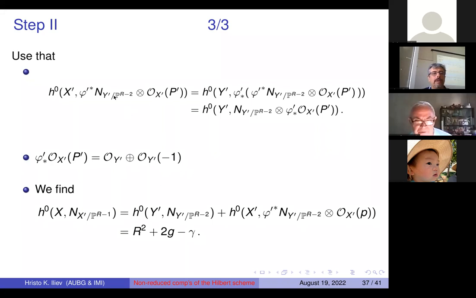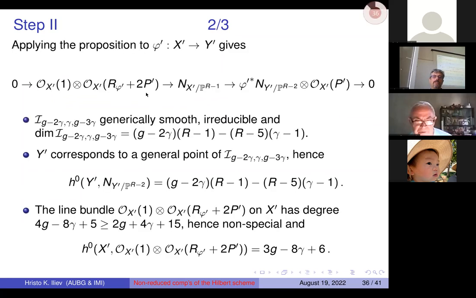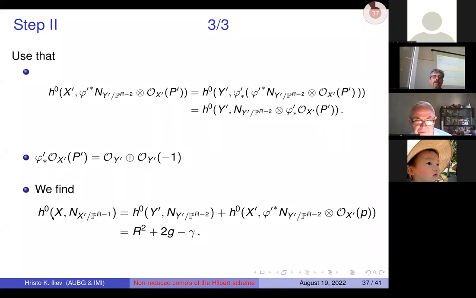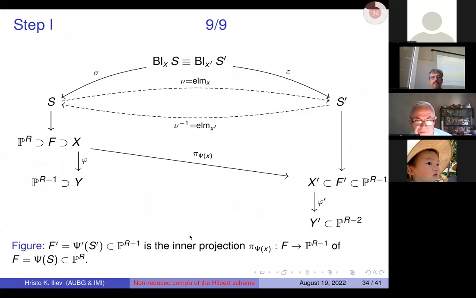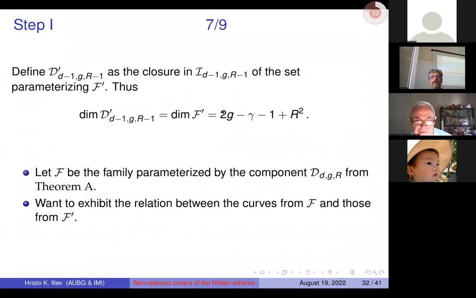And then the computation of h0 of phi prime pullback of ny prime twisted by this point can be calculated from here essentially, and we obtain from the exactness on the global sections of the sequence that h0 of nx prime is in fact equal to r squared plus 2g minus gamma. Notice that this number is one bigger than the dimension of the family.